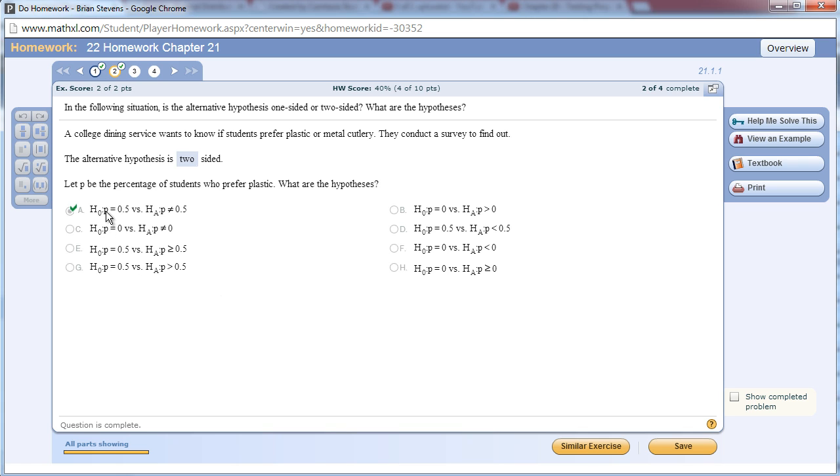p right here is the true proportion. This value over here is p naught. 0.5 is the value we are testing against, p naught. So you could state this: the null states p equals p naught, the alternative states p not equal to p naught, and p naught right here is 0.5.